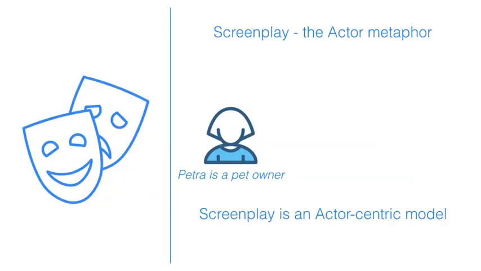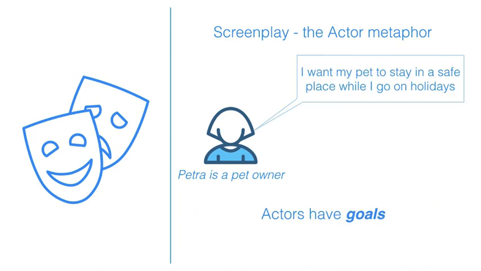Let's see what the Screenplay pattern is made up of. First of all, the Screenplay pattern is an actor-centric system. It's based around the user experience model, where we have actors who have goals. They want to achieve certain things. So here we have an actor called Petra, who is a pet owner, and her goal is that she wants to find a place that she can put her pet for when she goes away on holiday.